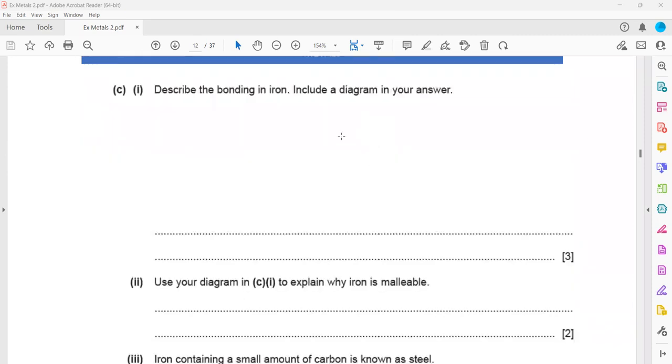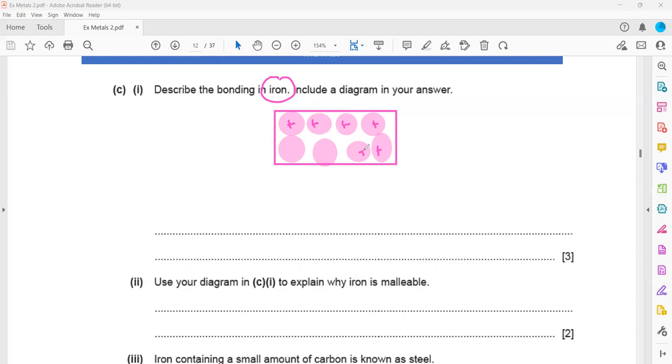Describe the bonding in iron. Actually, they can name here any metal, like iron, aluminium, copper, zinc. You always describe and include a diagram in your answer. So first, how to draw the general structure of the metals: you will draw a lattice, or a regular arrangement, of positive ions, and the delocalized electrons, meaning electrons are free to move within the structure.